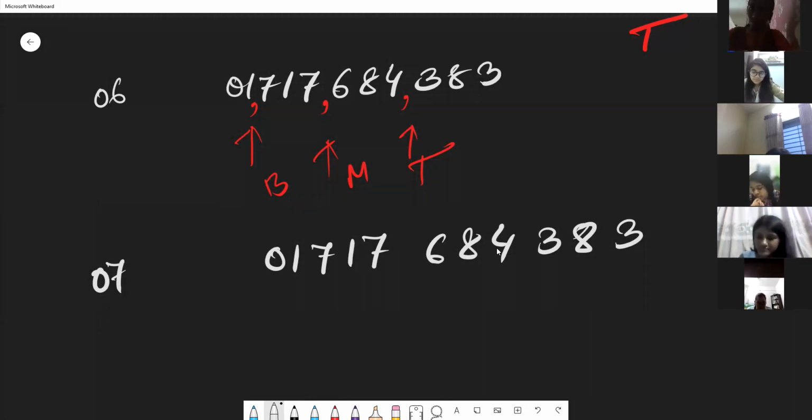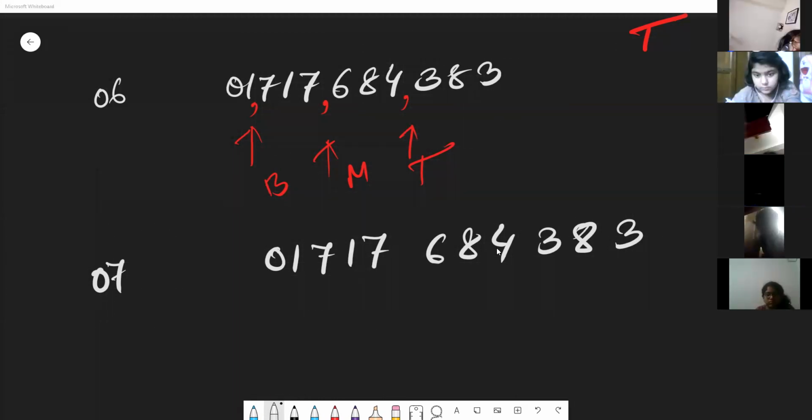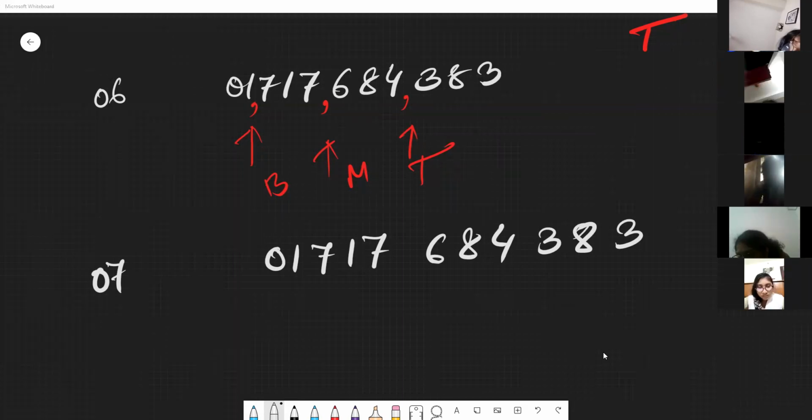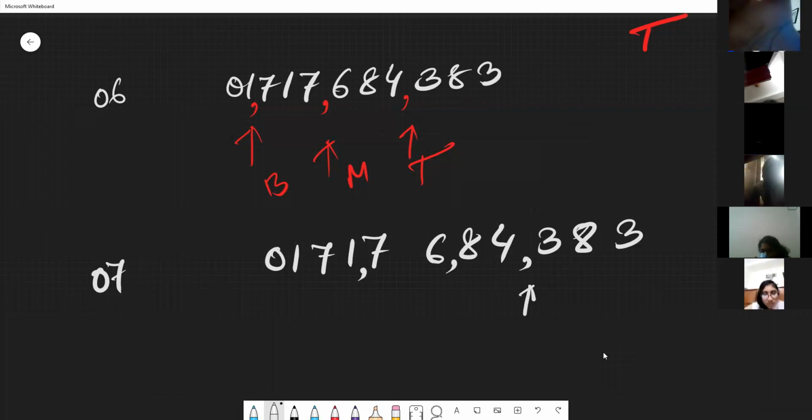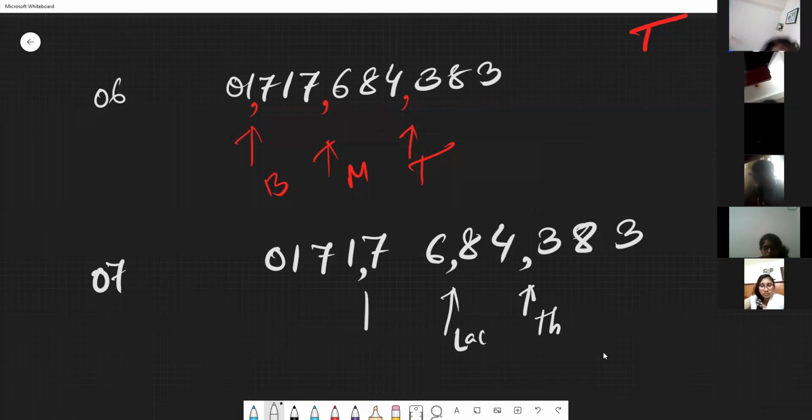Dear students, try to answer. 171 crore 76,84,383. Anyone else? Is she right or wrong? Sir, she is right. Okay, in my system, I usually use 3, 2, 2, and 3. So this is the same thousand. And in our local system, this one will be lakh and this is crore.